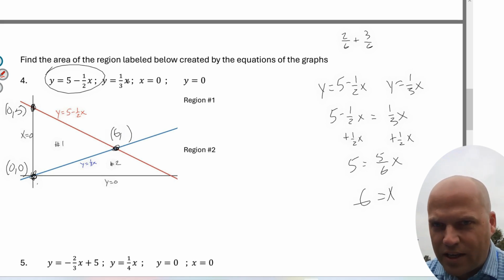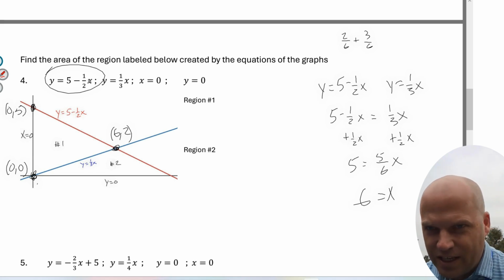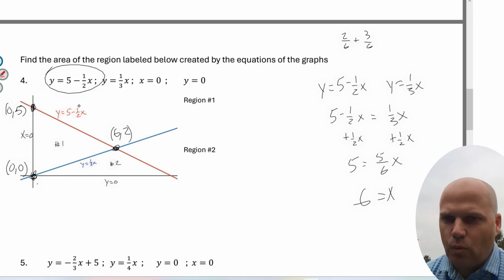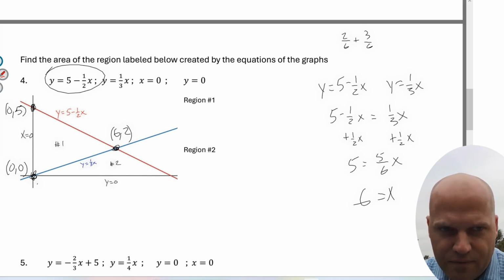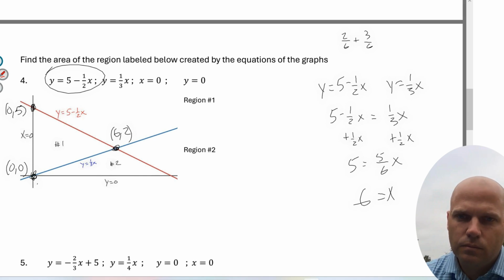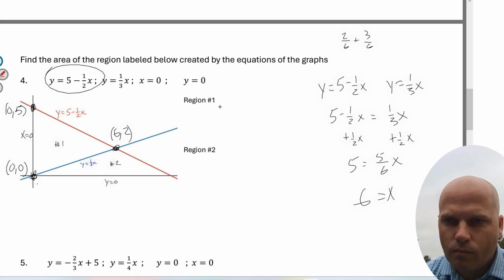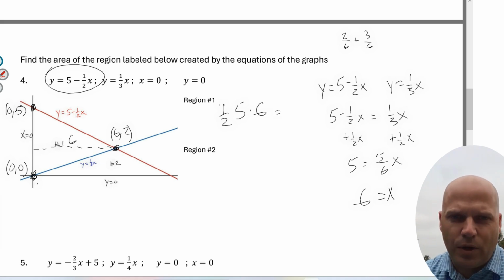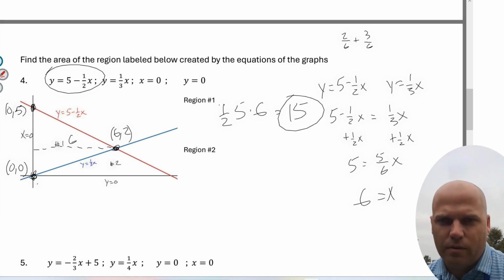What is the y? Well, if you plug in 6 for x, you get a y of 2. If you plug in 6 for x, 6 divided by 2 is 3. 5 minus 3 is 2. Now you have everything to find region 1. We have this length from 0, 0 to 0, 5, obviously 5. And then we have this length, which we can see is a length of 6. So we end up with 15 as our region 1.